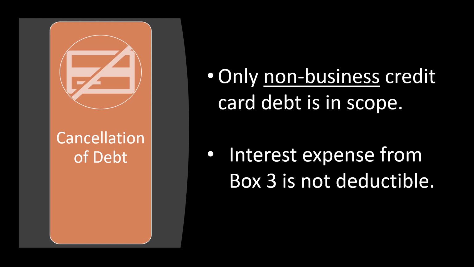Another point about scope with cancellation of debt is that for our program, only non-business credit card debt will be in scope. On Form 1099-C, Box 3, there's an interest expense, which is not going to be deductible for our taxpayers because it's not business related. So again, only if it's non-business credit card debt will we be working on their returns.